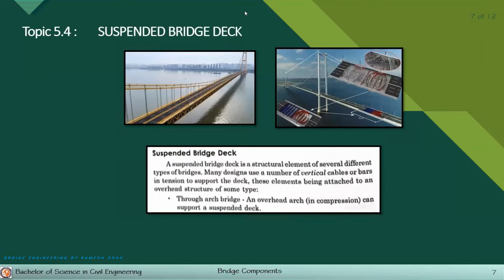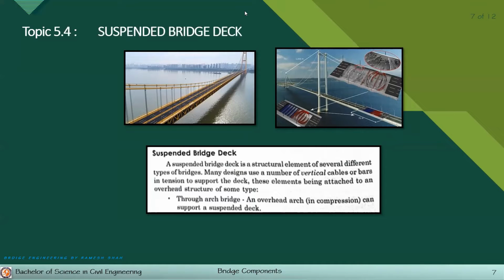So next is the suspension bridge. So ito yon. A suspended bridge deck is a structural element of several different types of bridges. Many designs use a number of vertical cables or bars in tension to support the deck. These elements are attached to an overhead structure of some type. So through arch bridges, an overhead arch in compression can support a suspended deck.